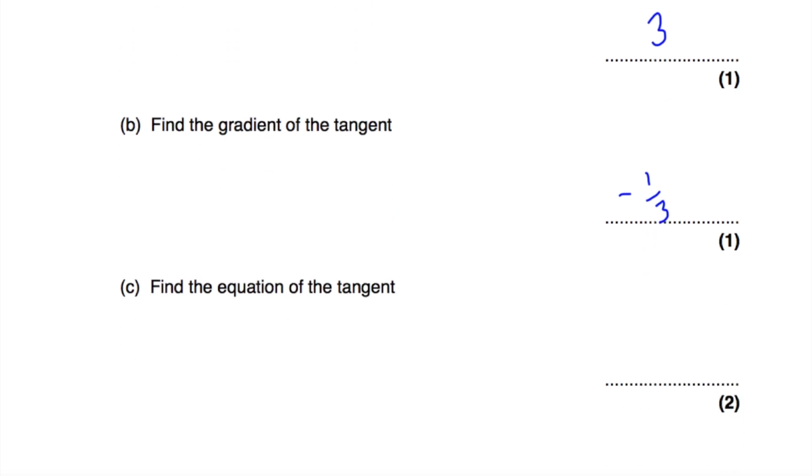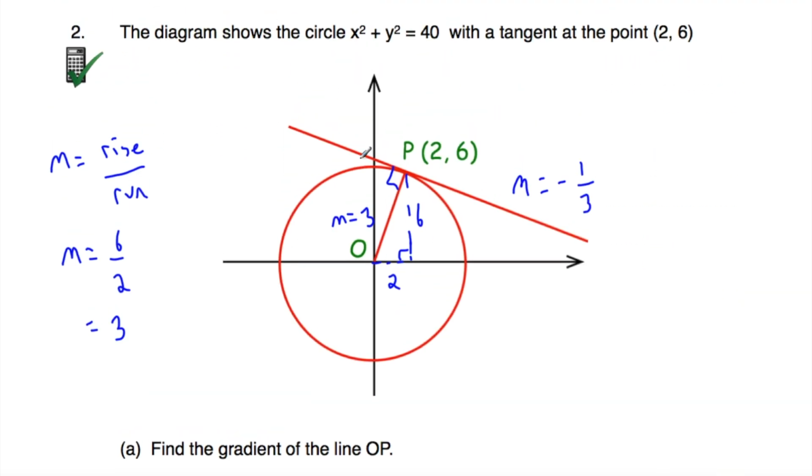And then part C says find the equation of the tangent. So we want to find the equation of this tangent here. The equation of the tangent is a straight line, so it's going to be in the form y equals mx plus c. We know the gradient's minus 1/3, so it's going to be y equals minus 1/3 x plus c. And then if we want to find out what c is, we want to find a point that lies on the tangent. So that'll be this point here, 2, 6, and we're going to substitute in the x coordinate and the y coordinate. So the x coordinate is 2 and the y coordinate is 6.